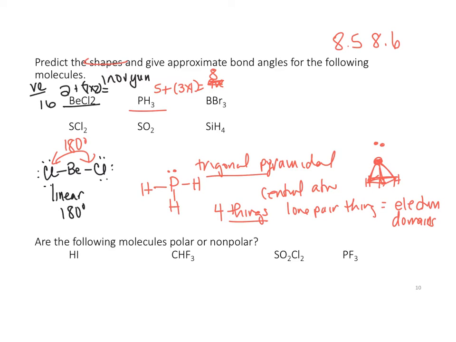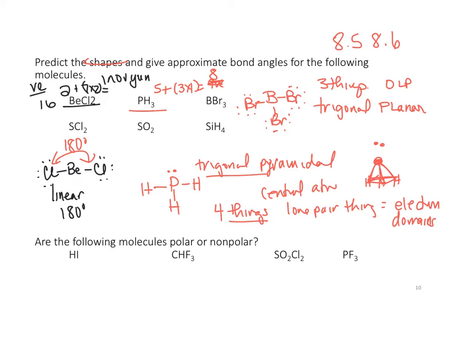Okay, BBr3. When you draw your Lewis structure, you should get this with the lone pairs. You're just going to look at that central atom, and you have 3 things and no lone pairs, 0 lone pairs. So that's going to be trigonal, because it's 3 things, but it's planar. It's going to be flat like a piece of paper. So you see the 3 and 0 is trigonal planar.